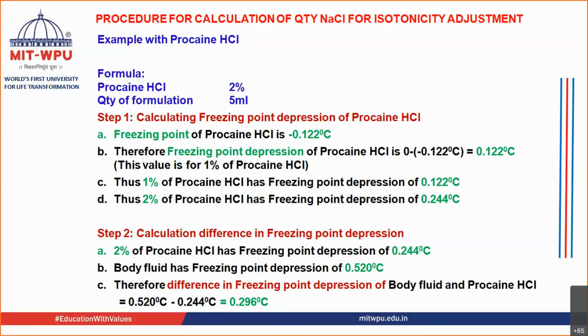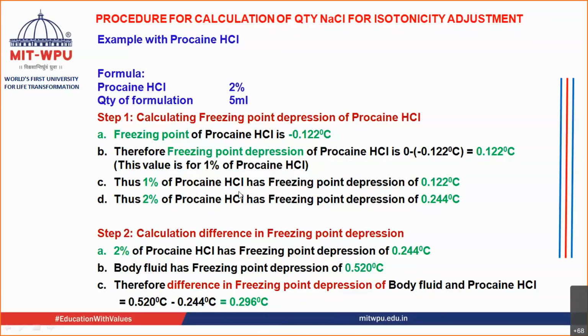Now whenever freezing point values are given, they are usually given for 1% of procaine hydrochloride, that is, for 1% of any drug. So for 1% of procaine hydrochloride, the freezing point depression is 0.122 degrees Celsius. But the formula contains 2%. So 2% of procaine hydrochloride has a freezing point depression of 0.122 multiplied by 2. So 1% is this much, then how much will 2% be? If the formula contains 5%, then how much will 5% be? If the formula contains 0.5%, then it is going to be half of it. Accordingly you are going to calculate.